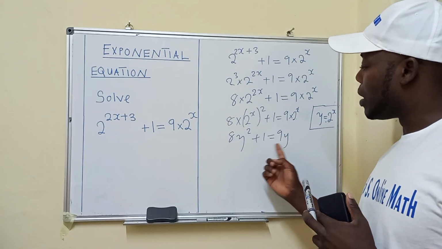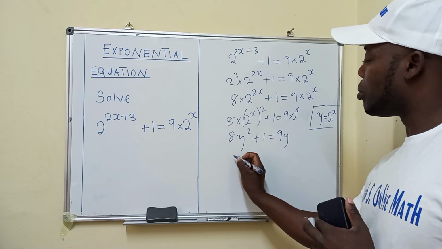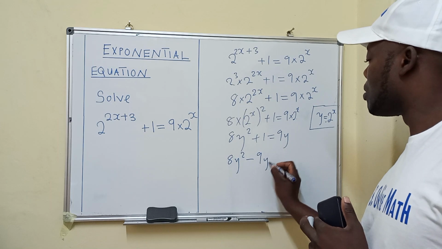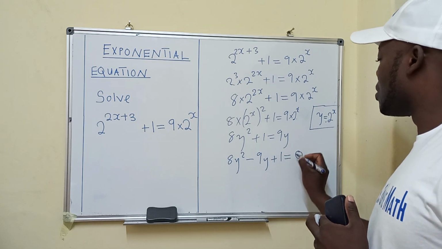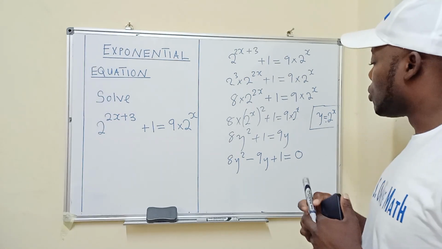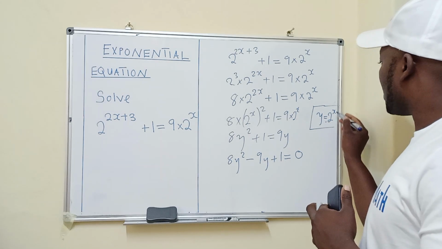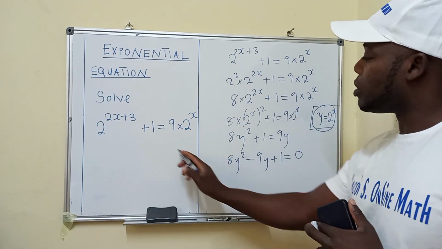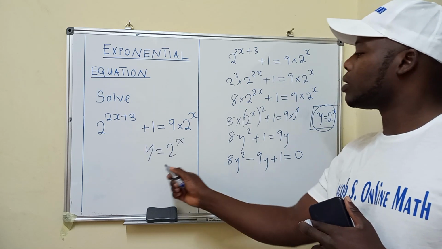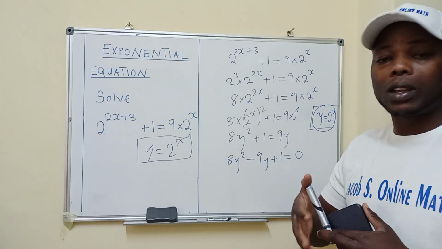The next thing here that we're able to see is a quadratic equation. So let's put it in standard form. This is a quadratic equation and it's now in standard form. So the issue here is just to solve the quadratic equation. And this must be kept. Let me write it here. y is equal to 2 power x. This is very important because we need to use it at some point. Okay.